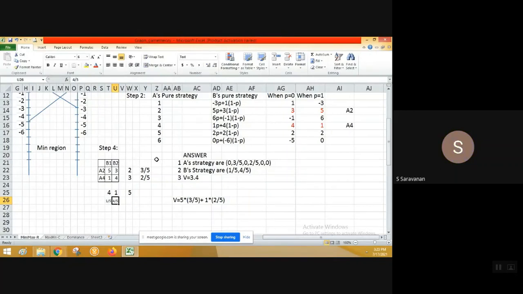4th step. You see, from step 3, we have identified which strategy of A is going to be useful. So A2 and A4 are going to be useful. So I have taken the A2, A4, B1 and B2 combination. The difference between 5 and 3, that is the A2 strategy, is 2. The difference in the A4 strategy, 1 and 4, is 3. For B1, the difference between 5 and 1 is 4. The difference between 3 and 4 is 1.